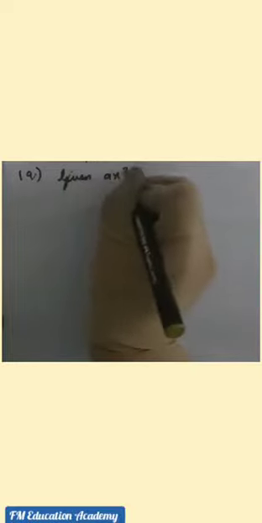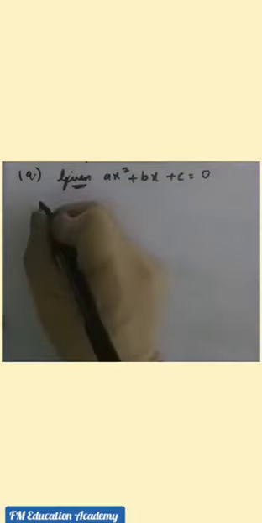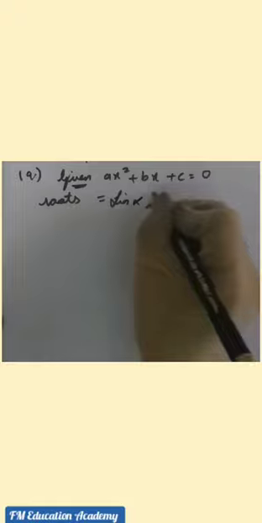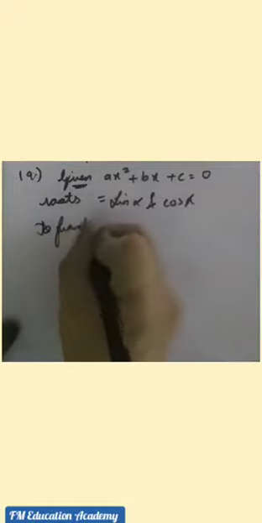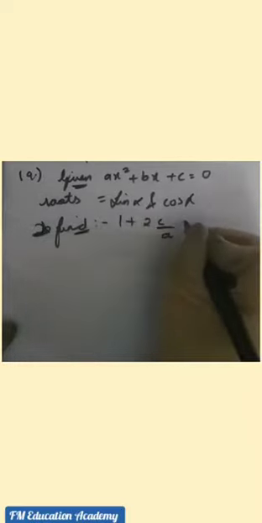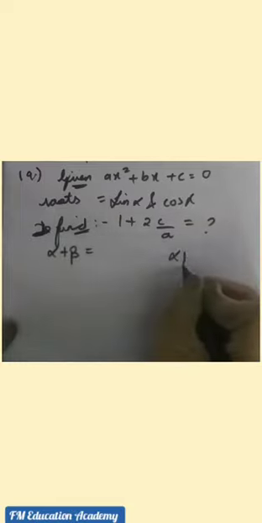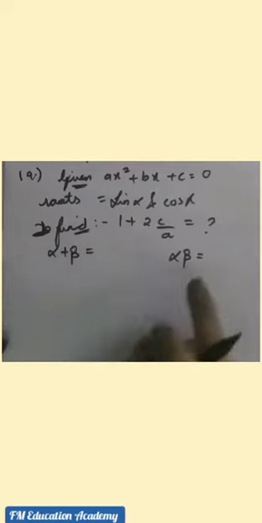So here in the question, it is given ax square plus bx plus c, the standard equation. It is telling us that two roots are there. The roots are sine alpha and cos alpha, and it is asking us to find 1 plus 2 into c by a. Very easy. What we can do? In such type of questions, find out the value of alpha plus beta and the value of alpha into beta, because we can know the value of alpha plus beta and alpha into beta.